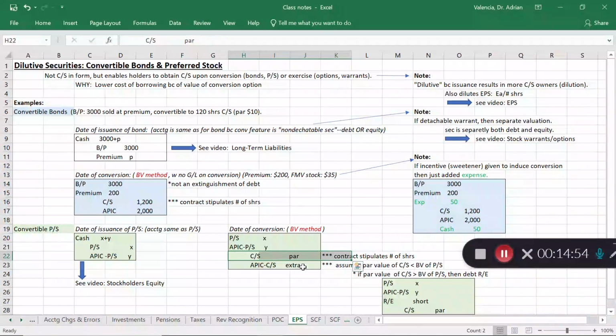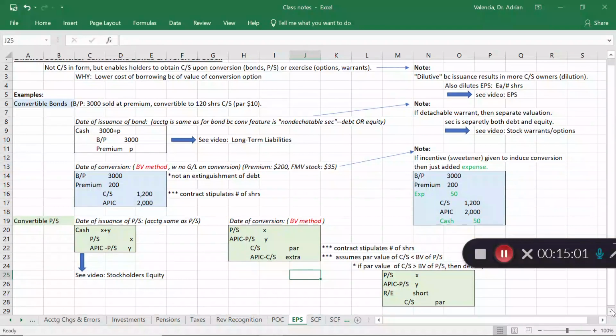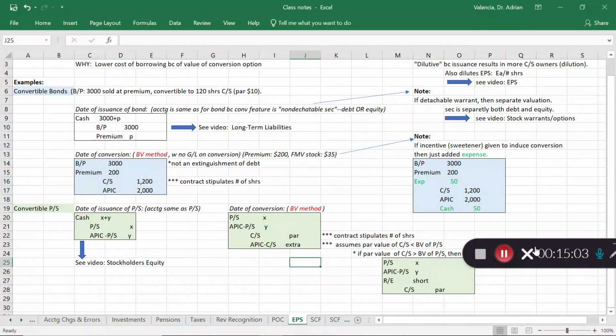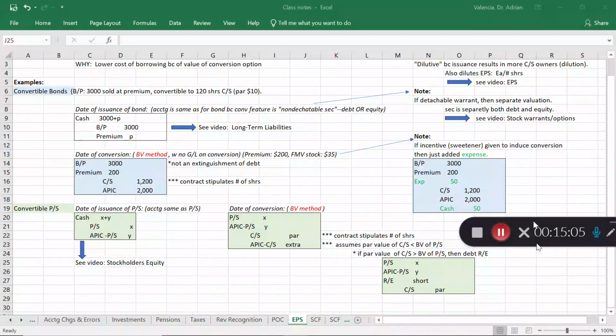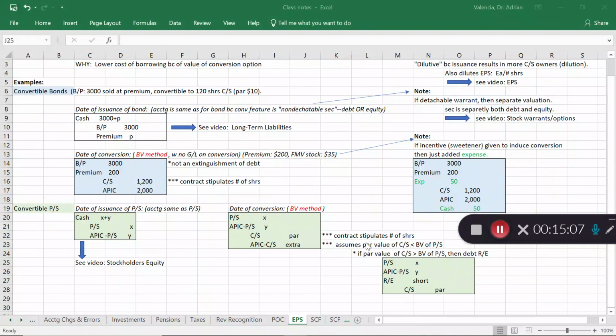Now, here's a little side note, just to be careful. This here assumes that the par value of the common stock is less than the book value of the preferred stock. So in other words, this amount right here is less than the combination of these two. It assumes that, and that's why I have an extra amount here.